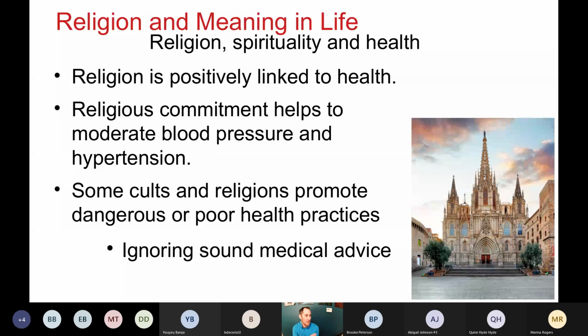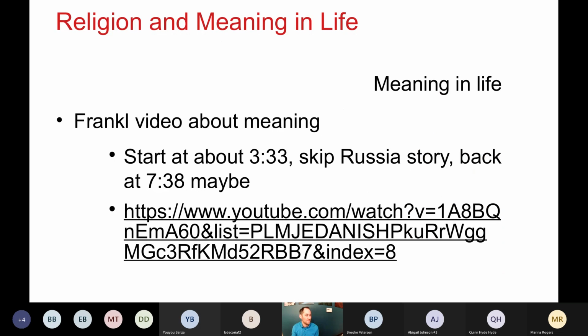Generally religion can have a benefit for your health, but if there are specific practices that are not promotive of health, obviously that undoes the benefit to health.